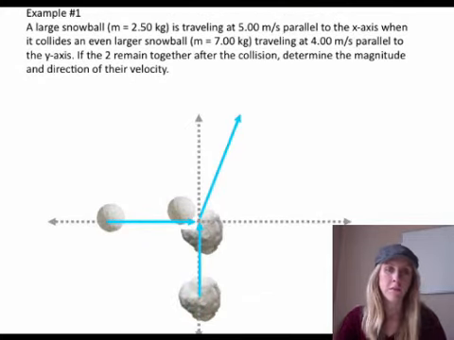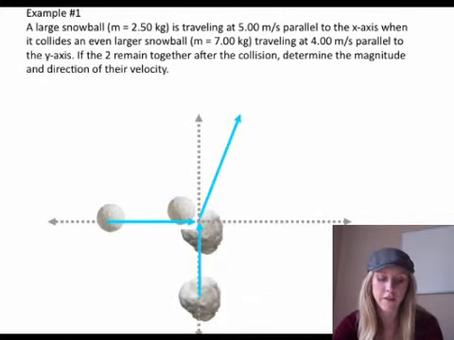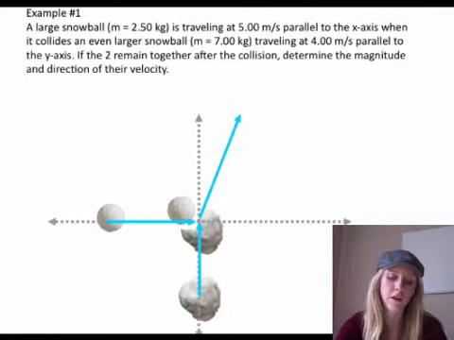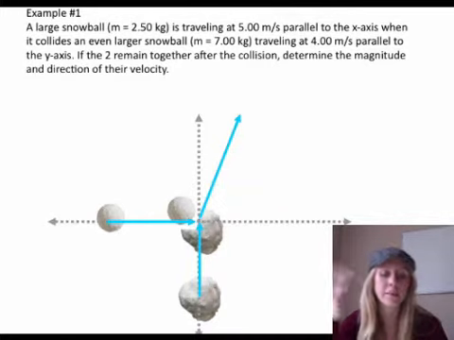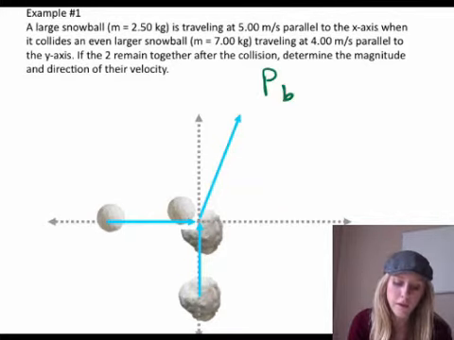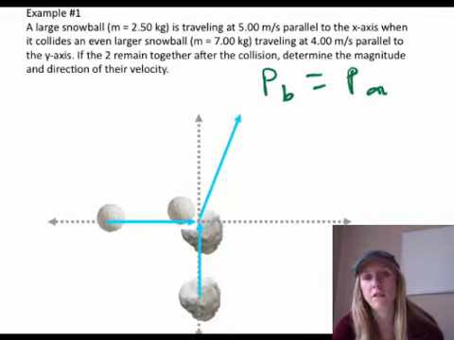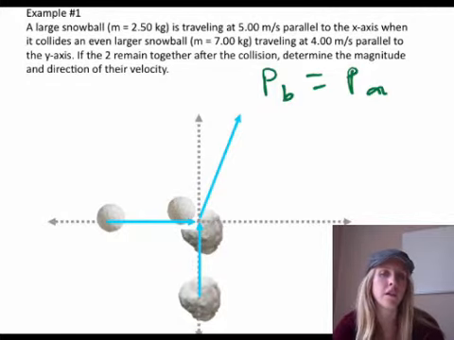So here's an example. A large snowball is traveling at 5 meters per second parallel to the x-axis, and it collides with an even larger snowball traveling at 4 meters per second parallel to the y-axis. If the two remain together after the collision, determine the magnitude and direction of their velocity. So we're going to do the same thing: momentum before the collision equals momentum after the collision. The only thing is we're going to do that for both the horizontal direction and the vertical direction.